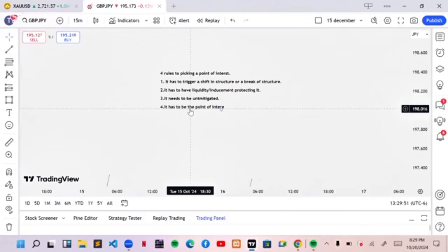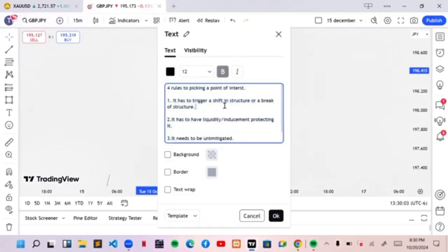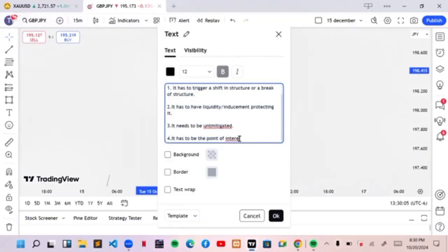Now, what is proper mitigation? After the market breaks structure or has a shift in market structure, the market comes back to tap into a point of interest. That is what mitigation is. Mitigation is only valid when it happens after a break of structure or after a shift in market structure.